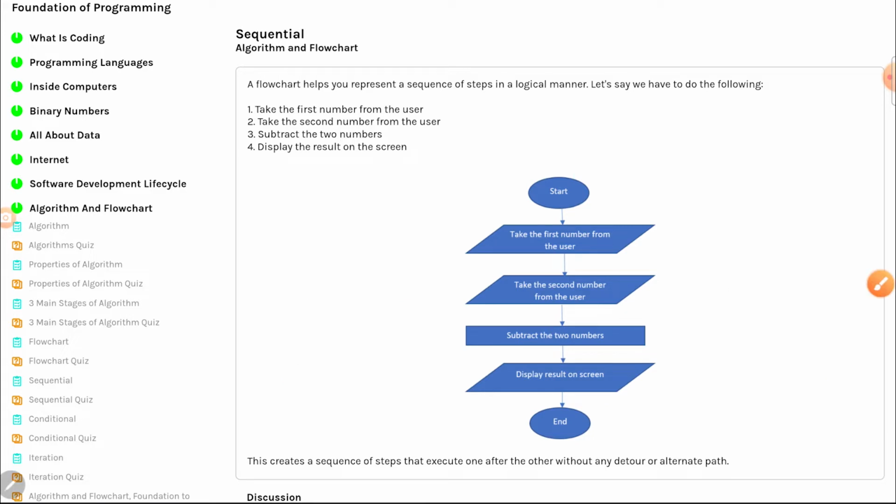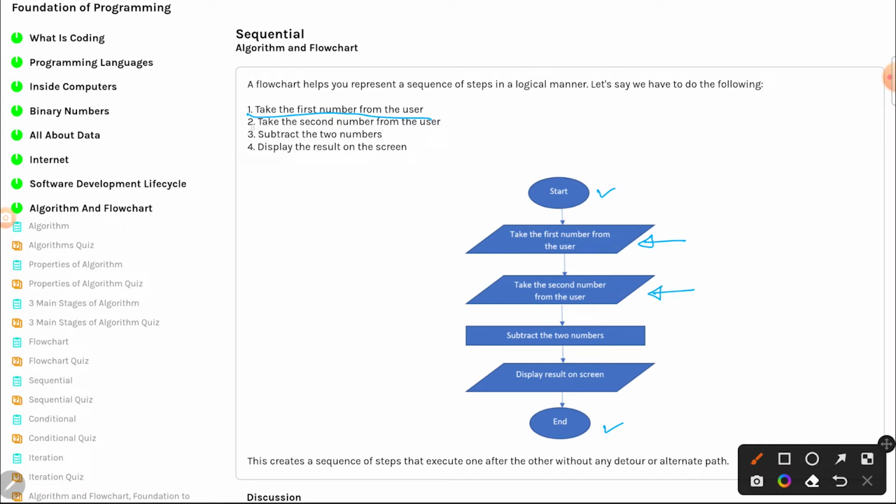When we do all the processing, here you can see we say take the first number from the user, and we have a start and we have end. The first parallelogram represents step number 1 that says take the first number from the user, which is an input. Then we also have another parallelogram for step number 2 because we are taking another input. We say take the second number from the user.